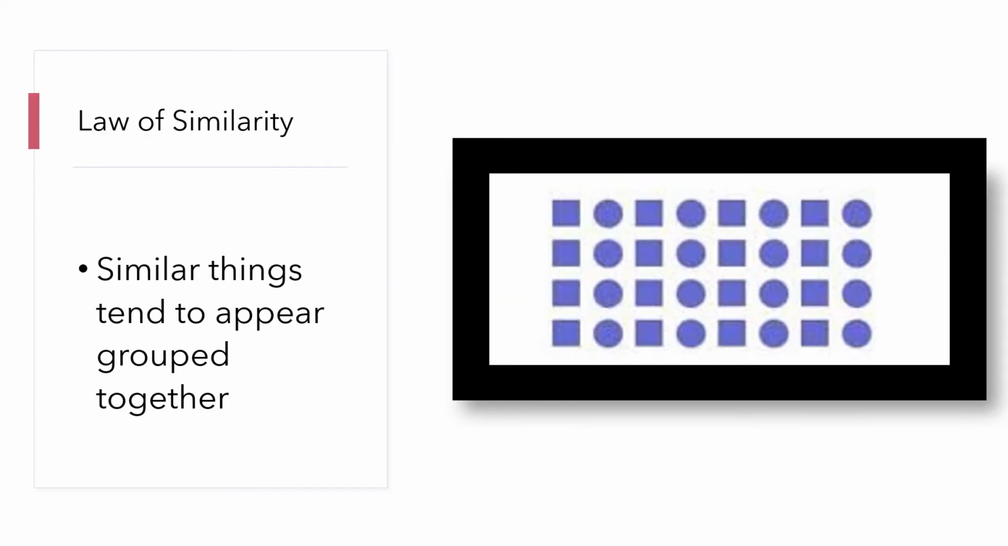So first we'll see law of similarity. Law of similarity simply means similar things tend to appear grouped together. So grouping can occur in both visual and auditory stimuli. In this picture, you probably see the groupings of squares and circles rather than just a collection of squares and circles.